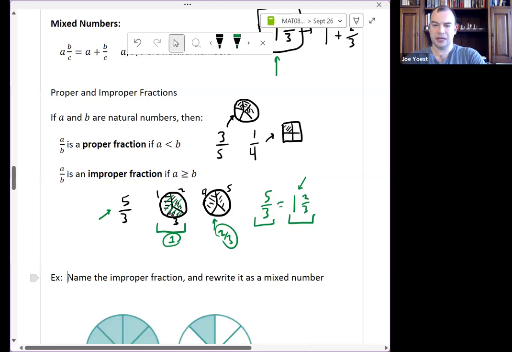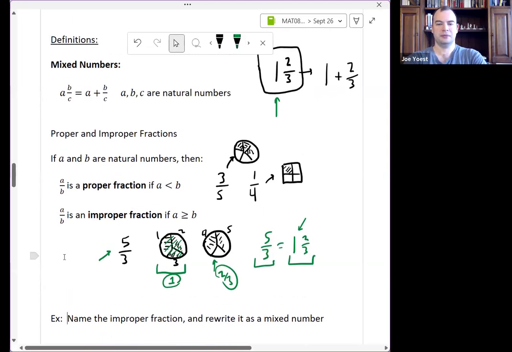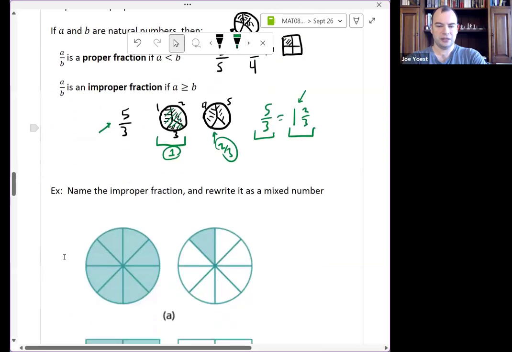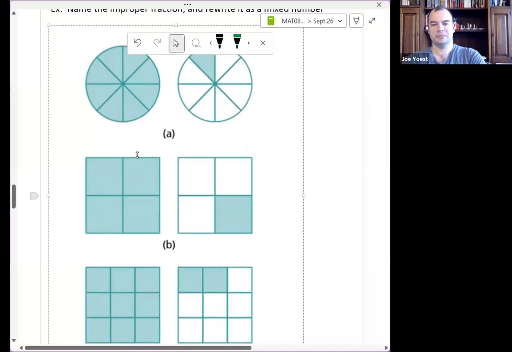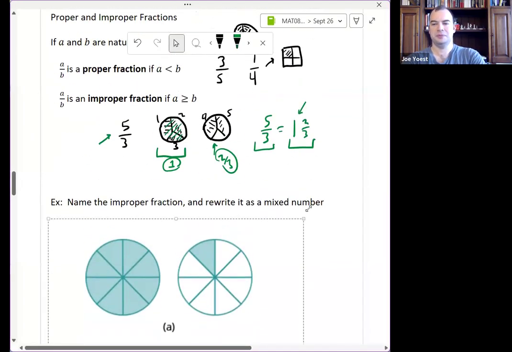Okay, any questions so far? All right, let's go through some exercises. Let's look at these depictions of fractions. And these will all be improper fractions. We'll name the improper fraction, and then we'll rewrite it as a mixed number, just like we did up here with this one.